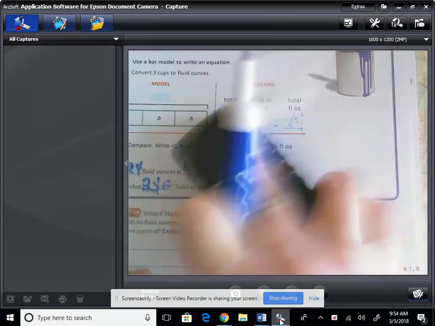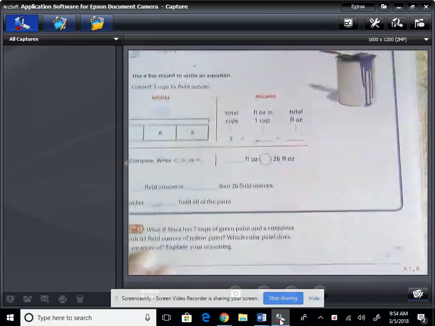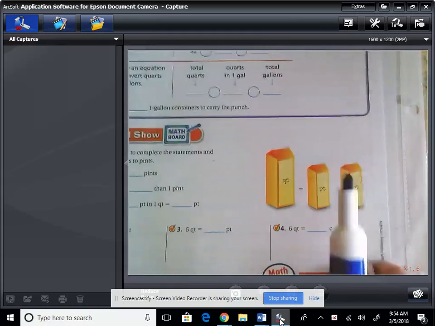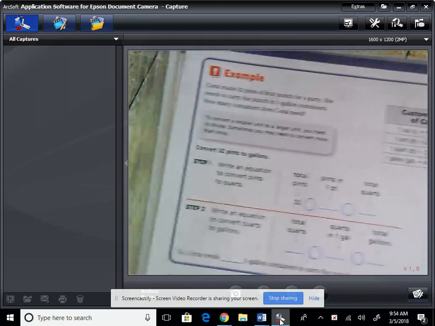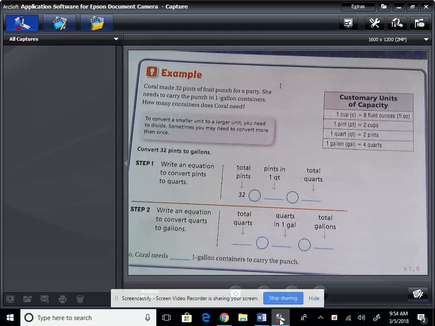Okay? So once we know, and it would be really nice if we would memorize these tables up here. Some of these will come easy for us, and some might not come as easily. Okay, Carol made 32 pints of fruit punch for the party. She needs to carry the punch in 1-gallon containers. How many containers does she need?